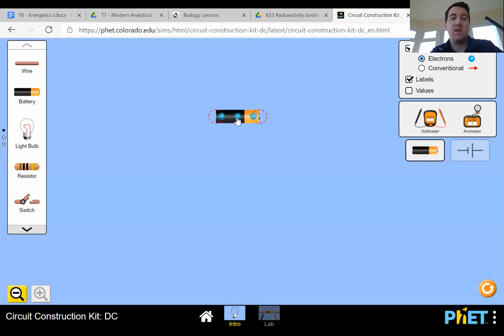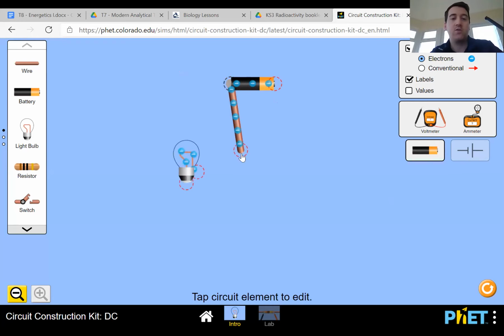Okay, so you should only be watching if you have built the circuit. This is what you should have. That was a little bit more practice building circuits. So one battery and one bulb. There we go, and we have a simple circuit.